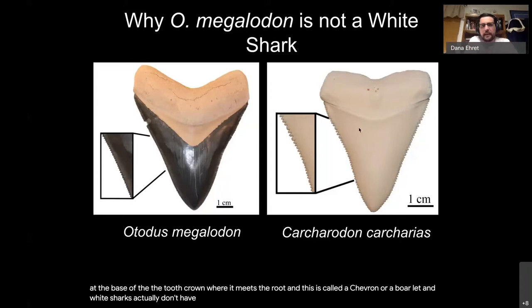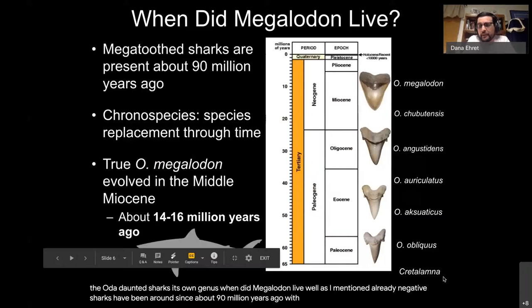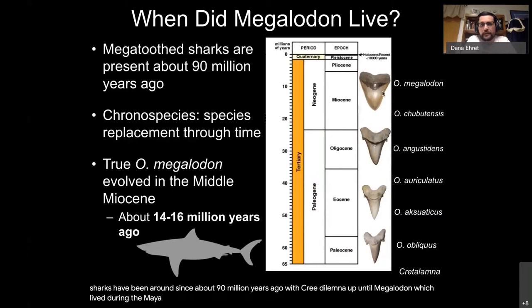And this is a characteristic of all of the sharks in the family, the Odontid sharks. So we put it in its own genus. When did Megalodon live? Well, as I mentioned already, Megatooth sharks have been around since about 90 million years ago with Cretalamna, up until Megalodon, which lived during the Miocene time period, from about 13 to 15 million years ago, up until its extinction 3.5 million years ago.